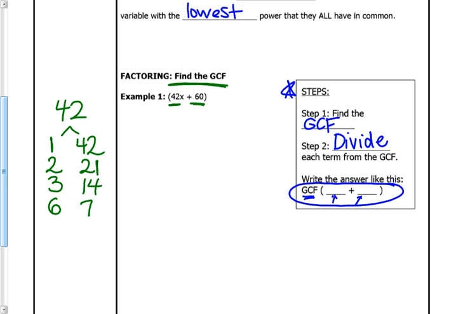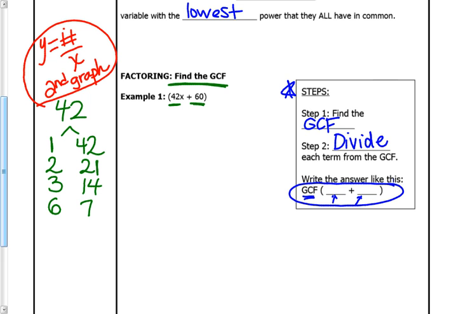You might automatically know 1 and 42 and 6 and 7 from learning your multiplication tables back in elementary school. So 2 times 21 and 3 times 14 might not have come automatically to you. If you want to double check, the trick to find the factors on your calculator is to press y equals, and then whatever number you're looking for, like with 42, I would have put 42 up here. So you take the number divided by x, and then you press second graph. That's going to take you to a table, and the table will show you all of the factors. So it'll show 1 and 42, 2 and 21, 3 and 14, 6 and 7. That's just a little trick to make sure you're not forgetting any factor.